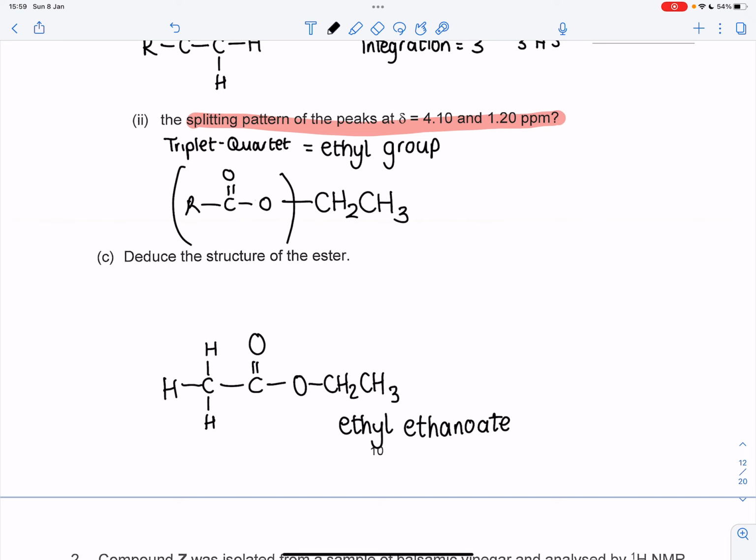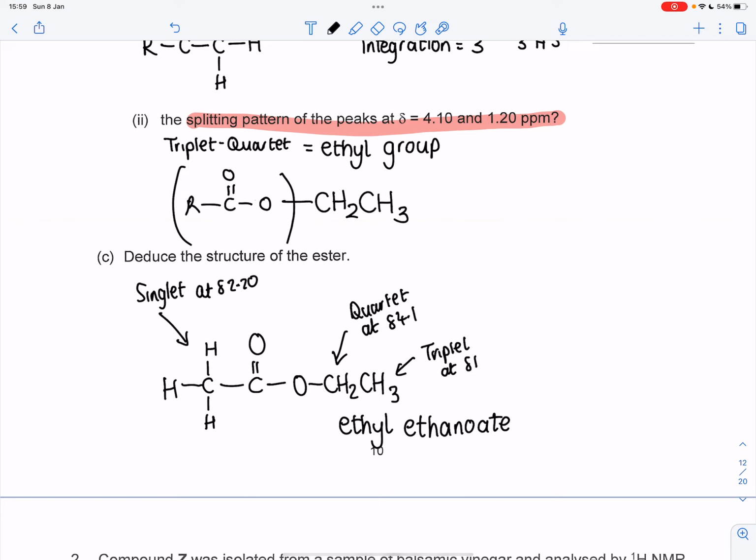So if you need a little bit more to help you understand it, we've got this part here, which is our singlet at delta 2.2. This is our quartet, because it's next to 3, at delta 4.1. And this is our triplet at delta 1.2.